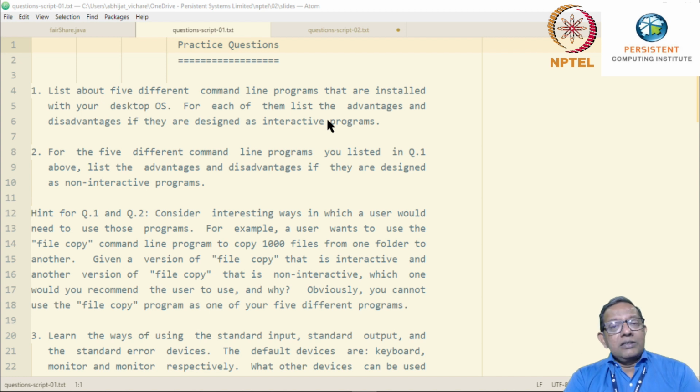We also have a hint, a suggestion about how to go about questions 1 and 2. Consider the interesting ways in which a user would use the program. Our example is a file copy program. Please note, if we are using file copy as an example, then a file copy program will not be a part of your list of 5 programs. Let me repeat: we are using file copy as an illustration in this session, so file copy should not be an example that you list out.